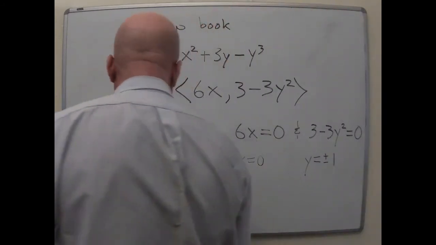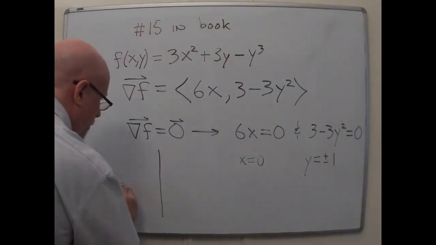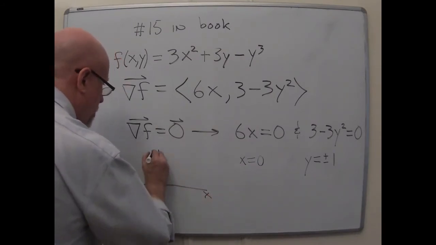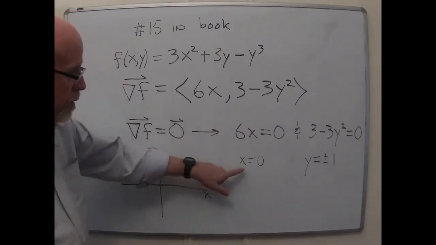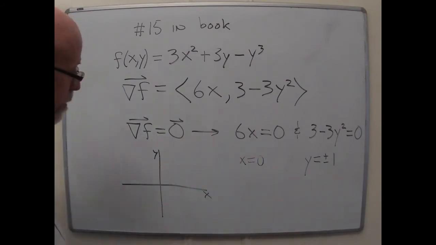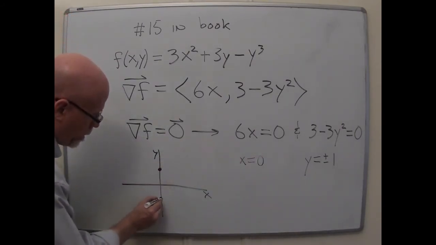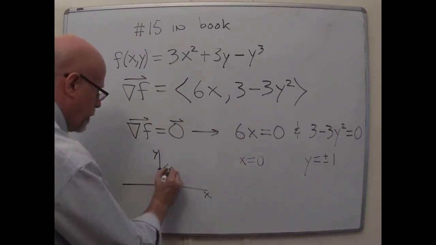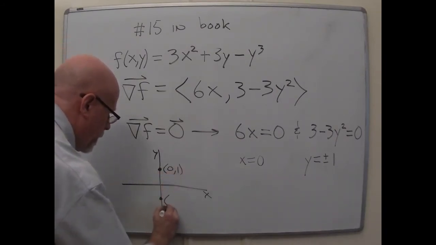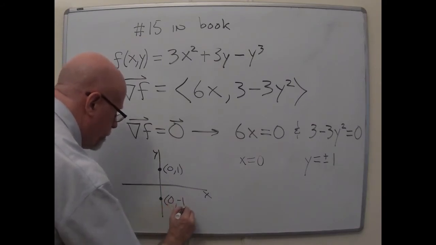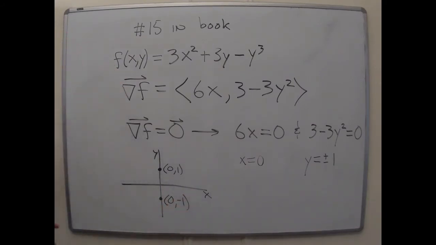So if you plot this in the xy plane, we're going to look for things that have an x coordinate of 0 and a y coordinate of either plus 1 or minus 1. Here and here. So that would be 0, 1, and that would be 0, minus 1. So the problem actually in the book just said, figure out where the critical points are. And so as far as that problem is concerned, we're done. That's all you have to do.